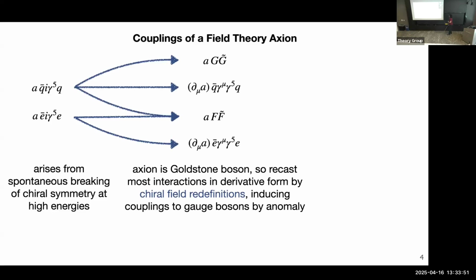Then you'd say, well, because it's a Goldstone boson, we should probably recast the interactions that explicitly have derivatives of the axion field. And you can do this by applying various chiral field redefinitions to the fermion fields, which also will give you couplings automatically to the gauge bosons like this by anomalies. And then, of course, we can also integrate the coupling to F F-dual by parts.